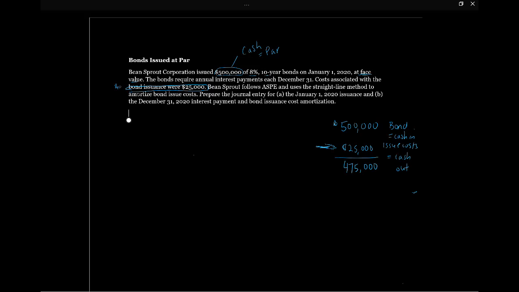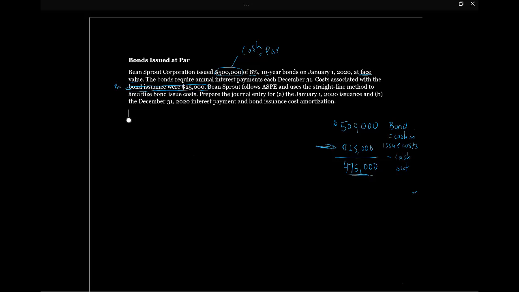So we're only going to end up with a bond payable on the issuance date of $475,000 because we're netting the cash that we got in from the bond of $500,000 and the cash that we had to pay out to issue the bond at $25,000. So we net those things directly on our statement of financial position and we end up with $475,000.